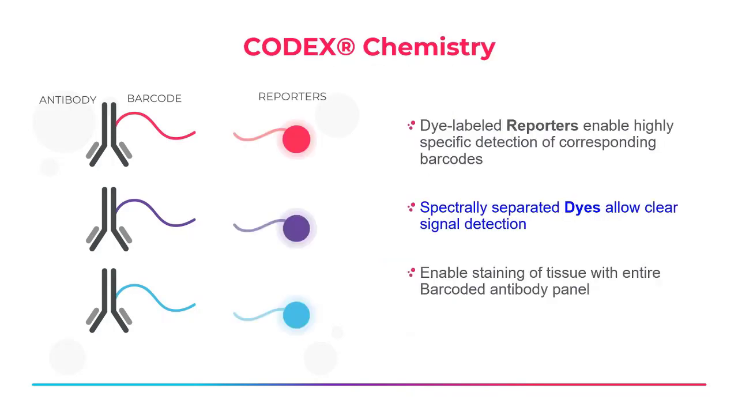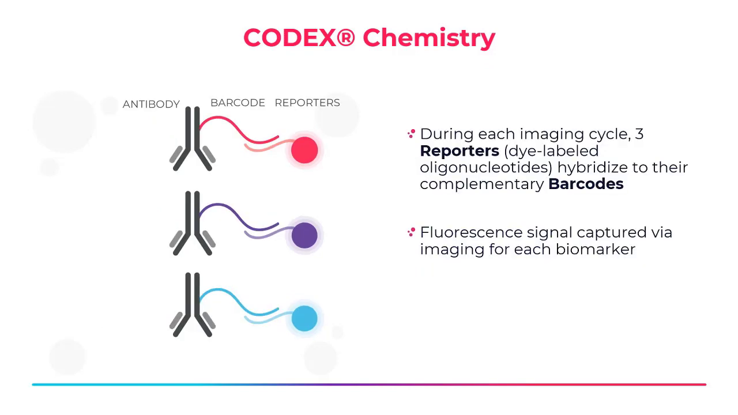Then we have dye-labeled reporters, which have the complementary oligonucleotide sequence with a fluorescent dye. This barcoding system is what enables the highly specific detection of markers within your tissue. The reason we use just 3 fluorophores is because they're spectrally distinct. What this means is spectral unmixing is not required during downstream image analysis. Now, when the barcoded antibody and the reporter with the complementary oligonucleotide are incubated together, they hybridize. The resulting fluorescent signal can be captured for each biomarker.